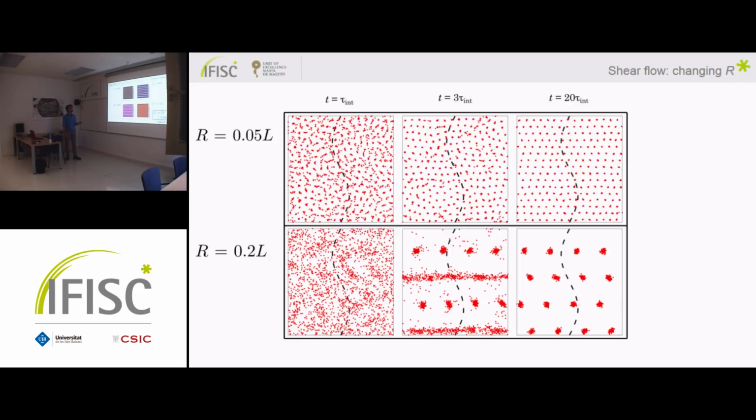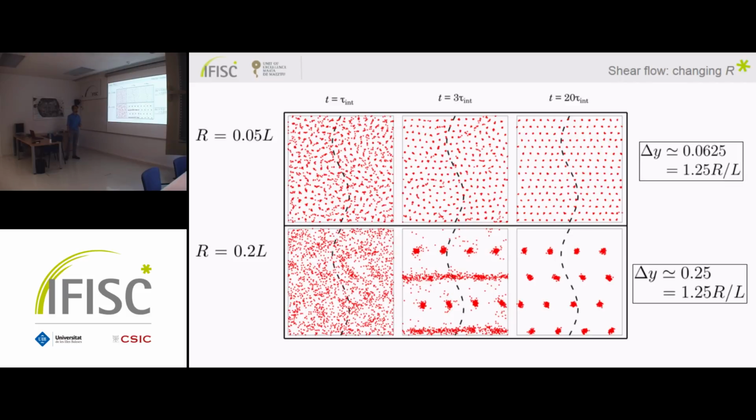Let us see what happens when we change the interaction length R that controls the interchannel distance. Here we see the dynamics as before for two values of R. This is half the reference value, the case that we saw earlier. So we see how the clusters form first and the flow slowly reorganizes them into channels, whereas when R is bigger, double the reference value, we have first the formation of channels, and afterwards we have clusters forming on top of them. The interchannel distance can be computed from the two-point distribution function as before, and we see that it follows the same ratio of 1.25.